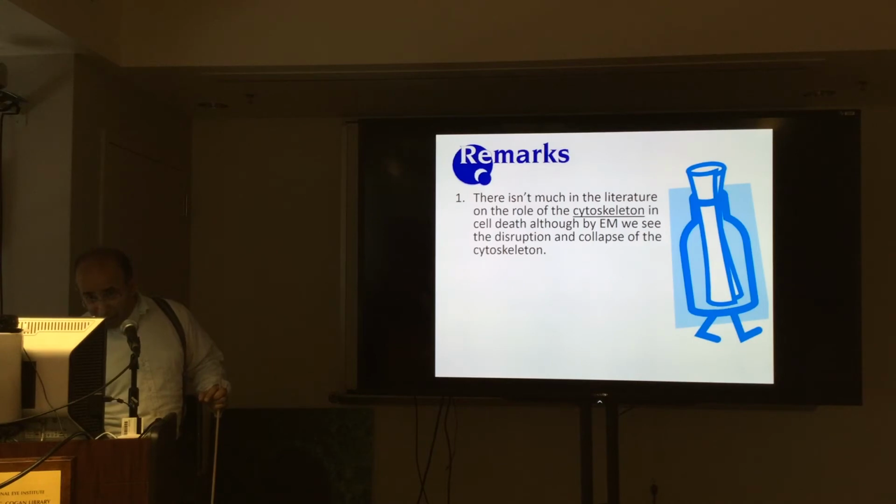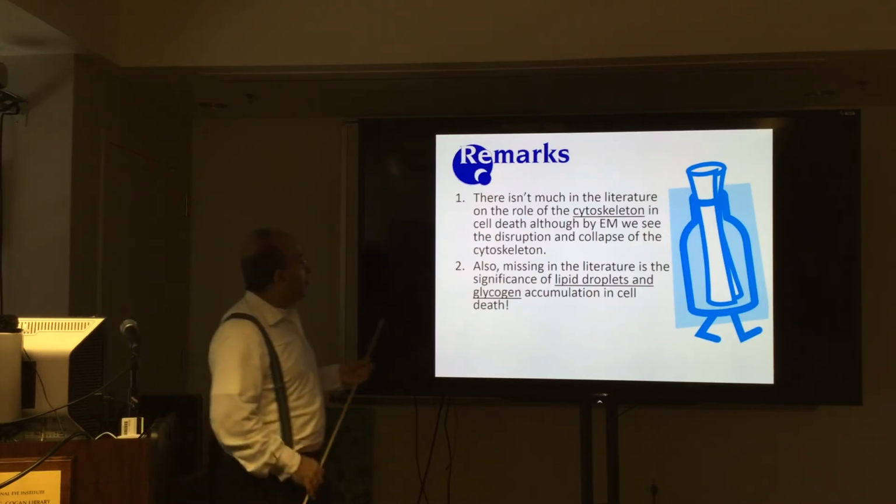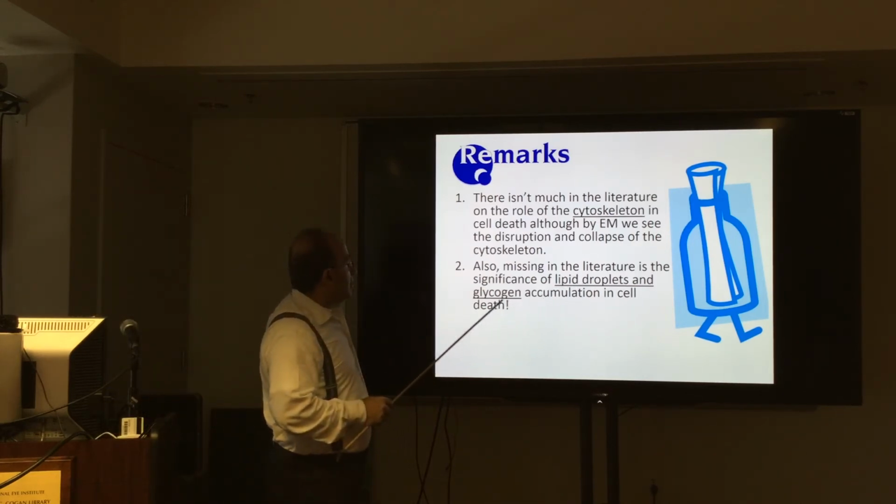So here are some remarks about what I just went through. The role of the cytoskeleton is not well defined in the literature, and we don't know exactly when the cytoskeleton starts disintegrating in all of these death types. Also missing in the literature is the role of the lipid droplets and glycogen.